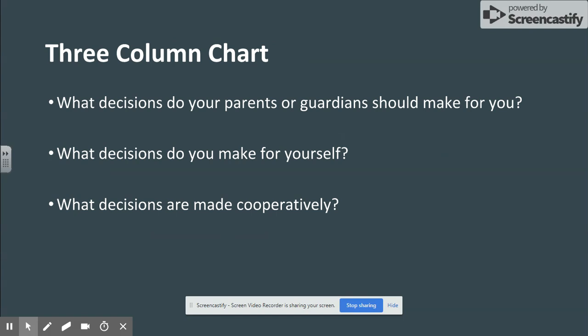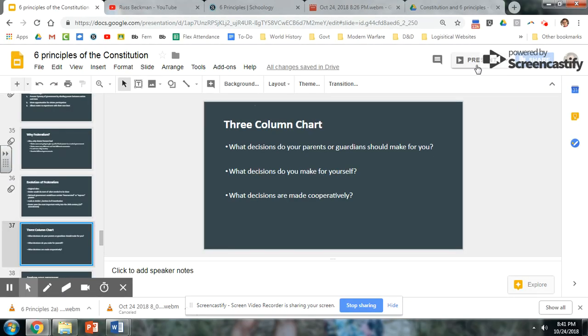Now, I want you to look at the 3-column chart on your notes. I want you to fill it in. After I give instructions, pause the video and you can fill it in. I want you to write down, what decisions do your parents or guardians make for you? What decisions do you make for yourself? And what decisions do you make cooperatively? What decisions do you make together? Just to be safe, I'm going to pause the video now.